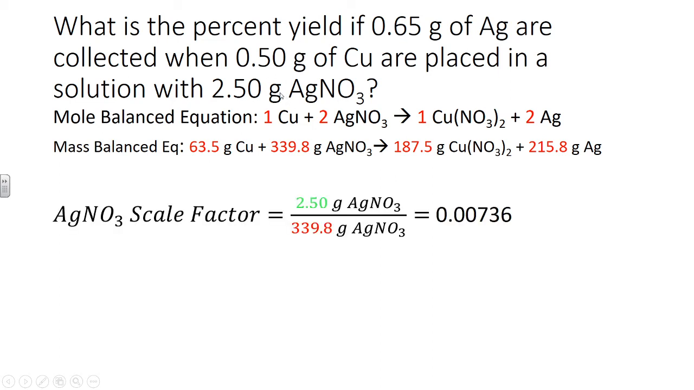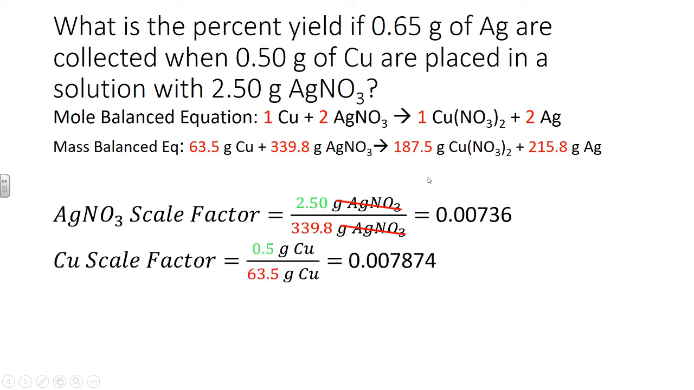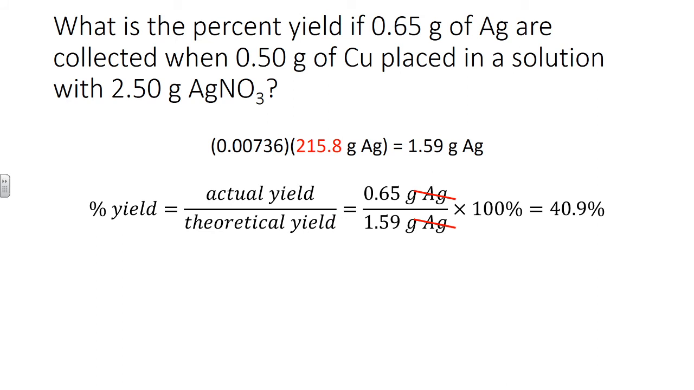So we need a scale factor for silver nitrate. We can see our silver nitrate scale factor is 0.00736. And then we're going to get a scale factor for copper. Our scale factor for copper is 0.007874. Grams of copper will cancel. And so we can see that we are limited by the silver nitrate. We will apply the limiting reactant's scale factor to the equation.